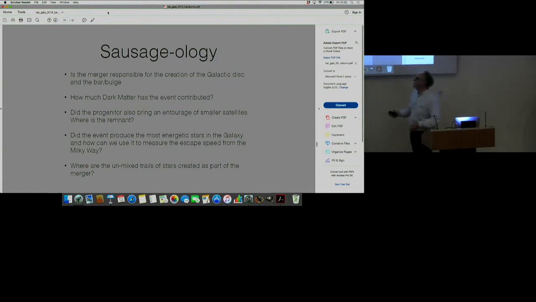Did the event produce the most energetic stars in the galaxies? And how can we use it to measure the escape speed from the Milky Way? And what is its structure? Where are the unmixed trails of stars that must have been created as part of the merger event?